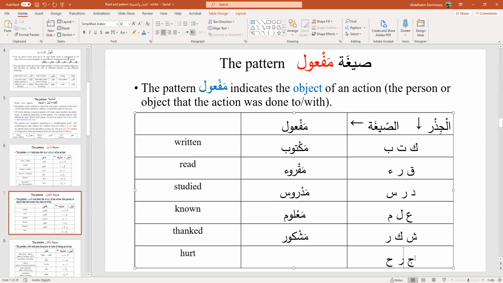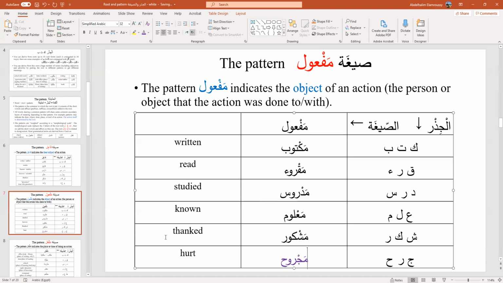So the answer is yes, you will replace the fa right here with the first letter of the root, which is the jim. You will replace the ayn with the second letter of the root, which is the ra. You will replace the lam with the third letter of the root, which is the ha, and then you will add everything else as it is, and the answer will be, that's right, majruh. Okay, so majruh, someone who is hurt.